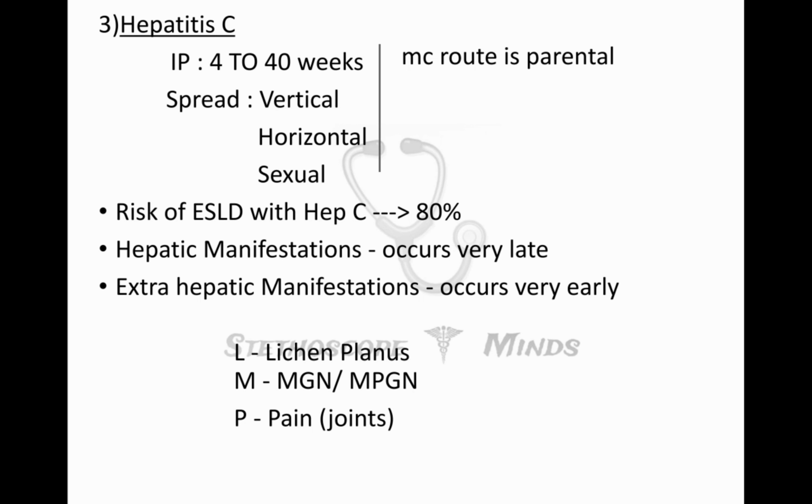And it is very difficult to diagnose a patient who came with hepatitis C, because hepatic manifestations occur very late. They appear at the end stage liver disease time. But we can diagnose with the help of extrahepatic manifestations which occur very early, like lichen planus, membranous glomerulonephritis, and joint pains. This is the mnemonic LMP.